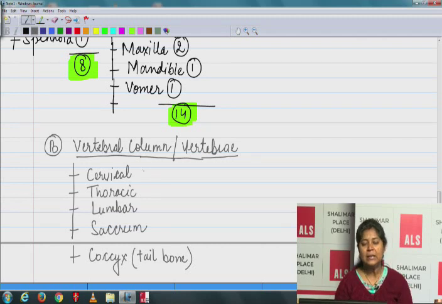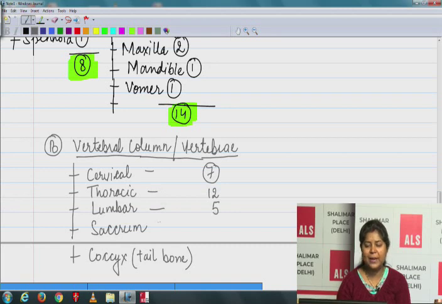Let us start with cervical. The cervical region is the part which is present in your neck region. This is cervical. We have 7 bones in the cervical region. It's the next section. In the thorax part, we do have 12. In lumbar, or in the region of the waist, we have 5. 1 sacrum, 1 coccyx each.